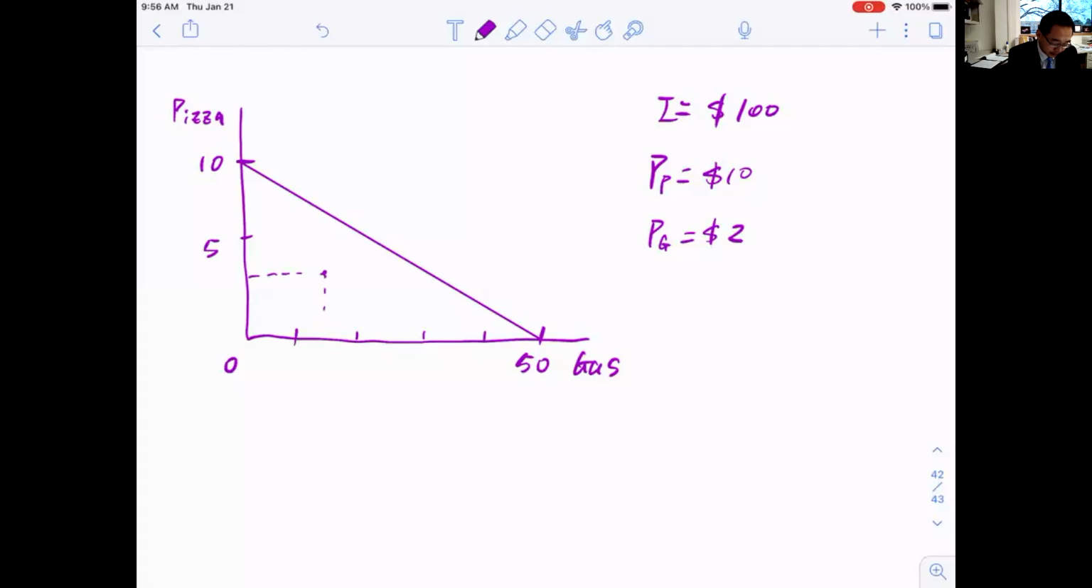Okay, and then any point on your budget constraint like this is when you spend all of your money, and it tells you a combination of goods where you spend all of your money. And then any point out here, that's something you cannot afford. Okay, and it's beyond your budget.